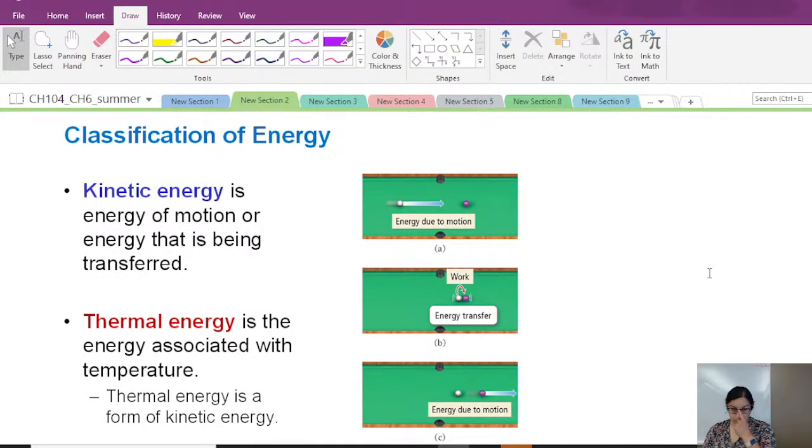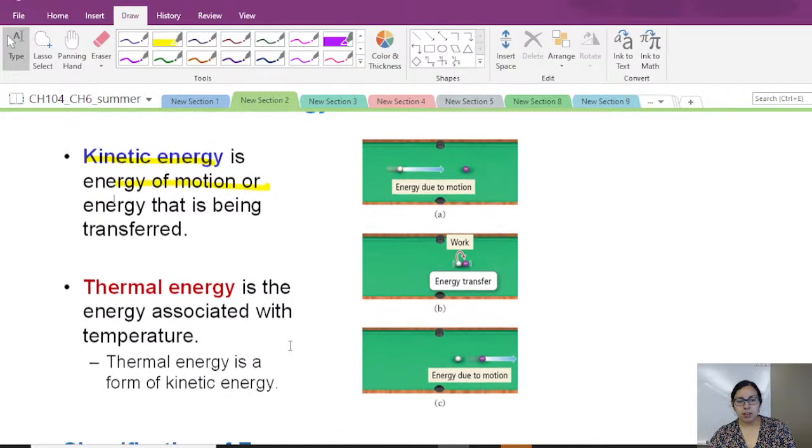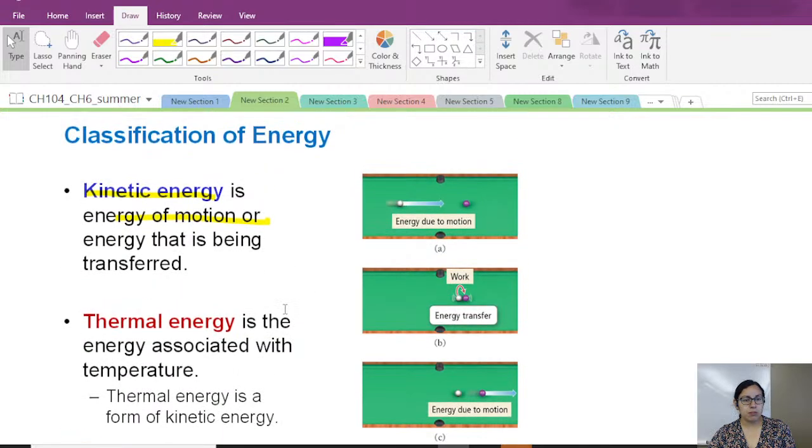And so you may be aware of some of these definitions. Kinetic energy is energy of motion, or energy that is being transferred. So we can hold our pen in the air. Right now it has potential energy, but as soon as I release it, it has kinetic energy, so energy in motion. And thermal energy is again associated with temperature, due to our molecular motion.